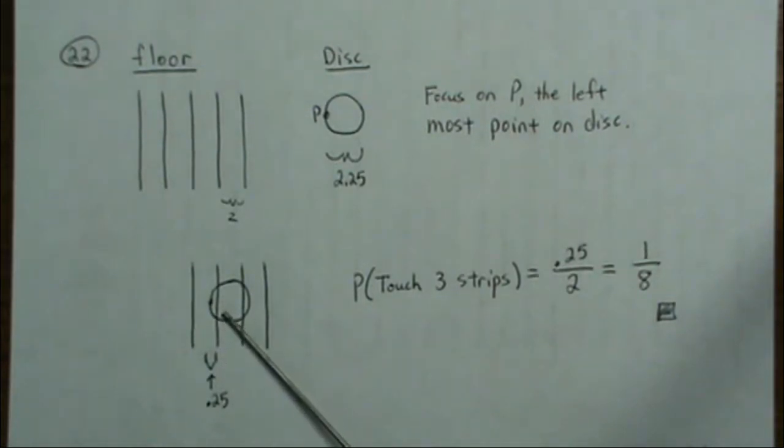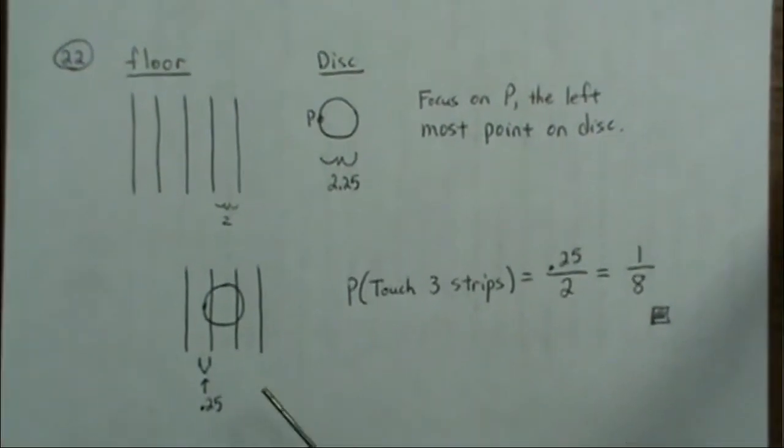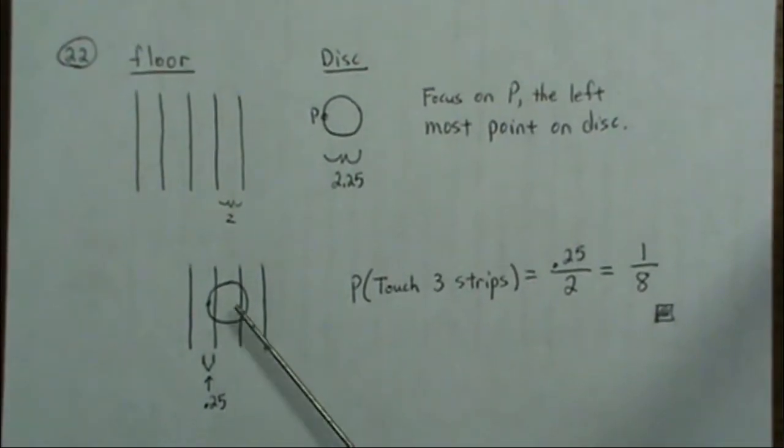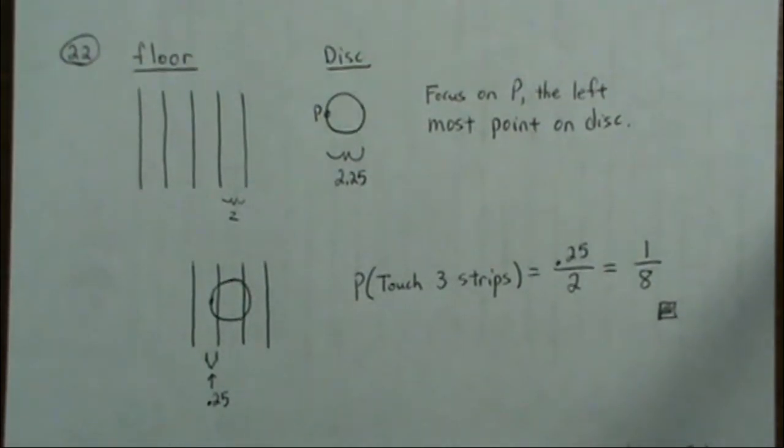So if this is total 2, and it has to be within that little strip, then the probability that it touches 3 strips is 0.25 over 2. Now you might say, well, what if it lands on this board and over? It could land anywhere, so it's all normalized. So we can just isolate 3 boards because of the uniformity. So there's the answer, 1/8.